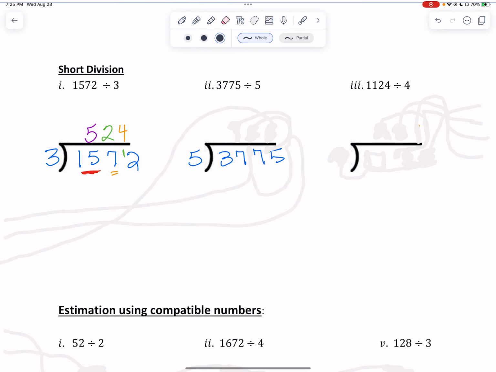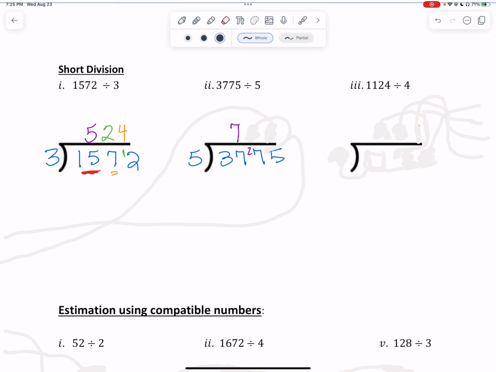We've got 3,775 under the house divided by 5. So 5 goes into 37. Okay, it doesn't go into 3, but it does go into 37. Goes in there 7 times, and that gives me 35. So 37 minus 35 is 2. So I just put that little bitty 2 up there.